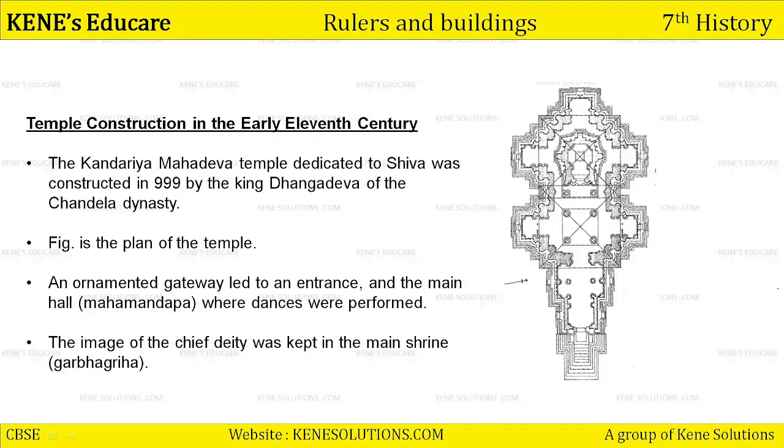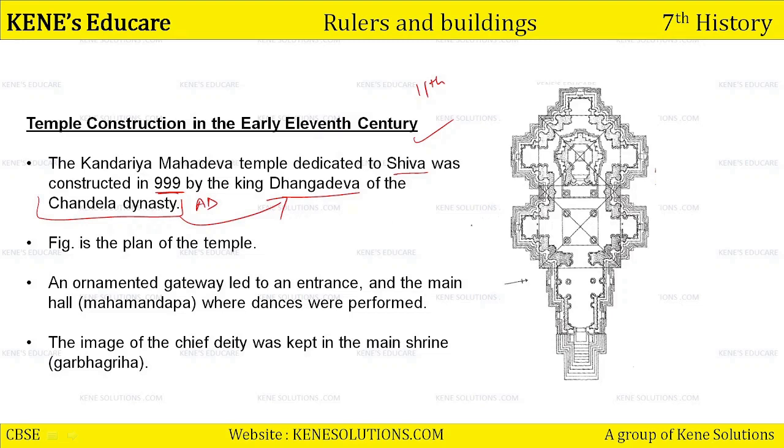Okay children, let's read temple construction in the early 11th century. The Kandariya Mahadev temple dedicated to Shiva was constructed in 999 AD by the king Dhangadeva of the Chandela dynasty. So there was a dynasty called Chandela dynasty, and there was a king belonging to this dynasty, Dhangadeva, who constructed the Kandariya Mahadev temple, which was dedicated to Shiva, in 999 AD.